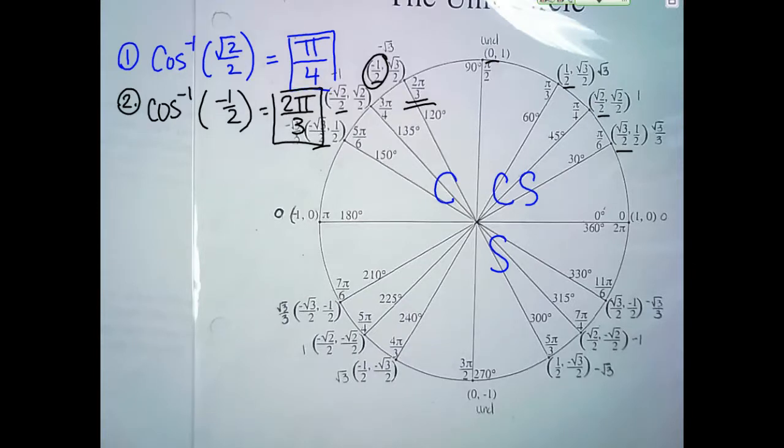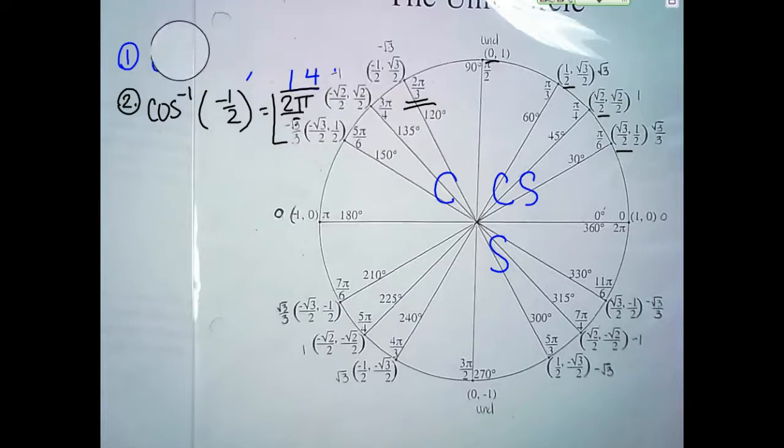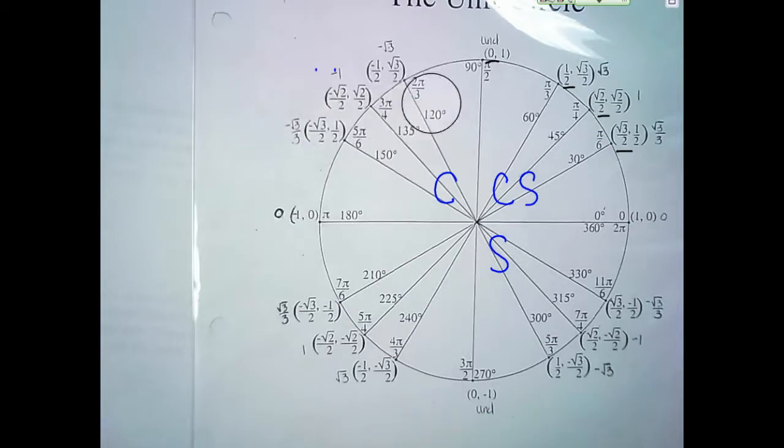I'm about to erase it. Ready for number 3? Okay. Here's number 3. The inverse sine of 1. Inverse sine of 1. Where is y equals 1 at? Guys, think about it. Where's y equals 1? That's what I'm asking for, right? So, it's here. It's the only spot. What is my radian value there? Pi over 2.